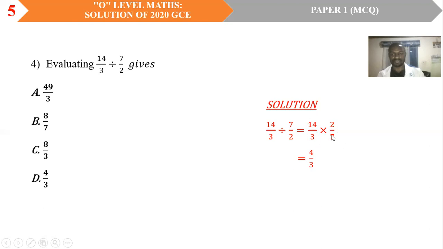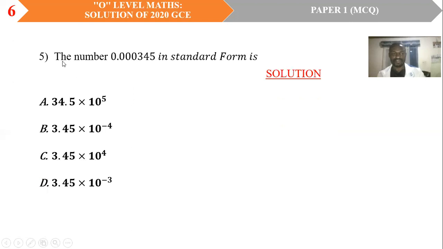7 cancels, giving 2 here. 2 times 2 gives 4. So 4/3. Answer Z. Question 5. The number 0.000345 in standard form is. Solution.